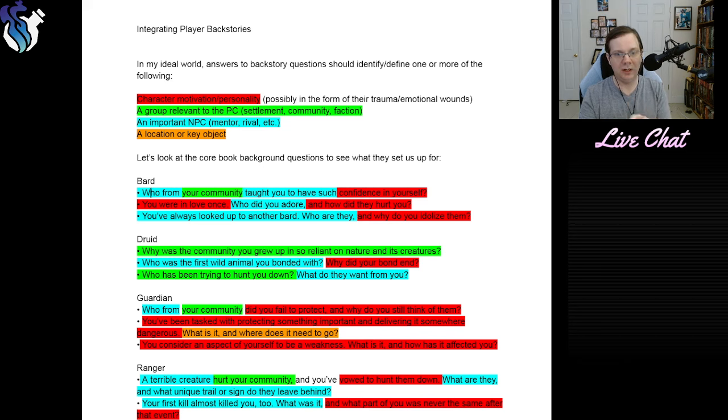Implicitly, you're going to be talking about your community because they are a character who emerges from your community. And then your relationship to them is that they taught you to have confidence in yourself. This intimates that a bard is going to have confidence in themselves.